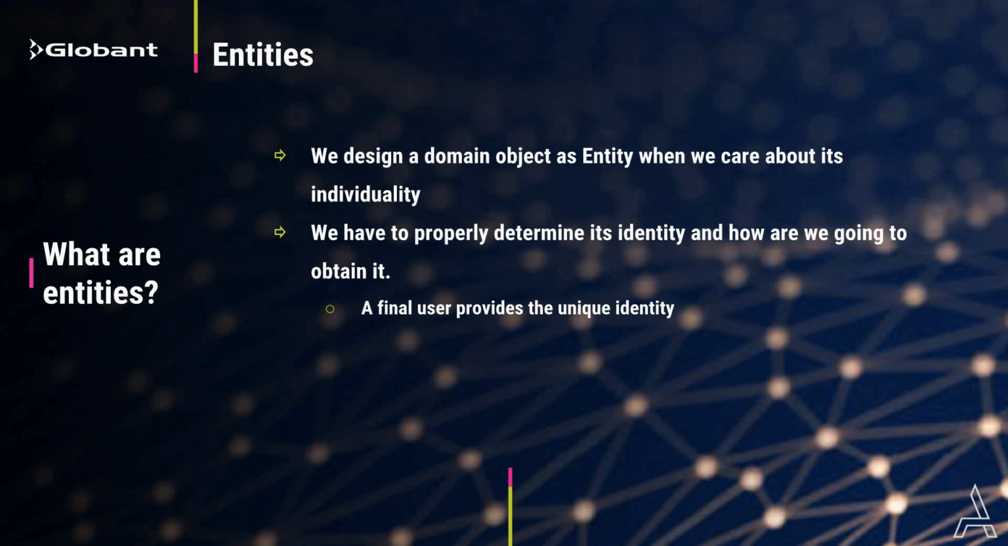A final user provides the unique identity. Here, the user provides the identity as an input and the application should validate that it's really unique. The application generates the identity. Here, the application uses an algorithm to generate the unique identity internally. The data store generates the identity. Here, the application relies on the persistent store, such as a database, to generate the unique identity.